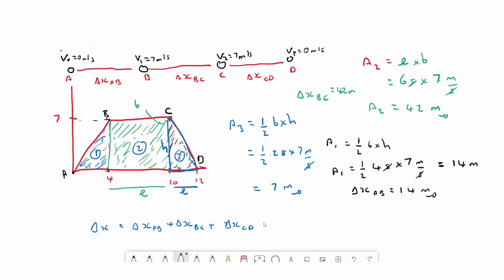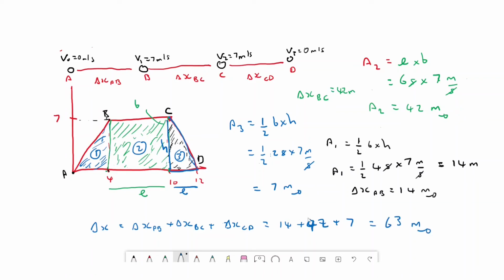CD. All right, so what is AB? AB is 14. What is BC? BC is 42. Sorry, I'm making a mistake. And then this one is 7. Well, if you are adding it, it wouldn't have mattered anyway, because you get the same answer. So this is going to be 56, and then plus 7, this is going to be 63 meters.